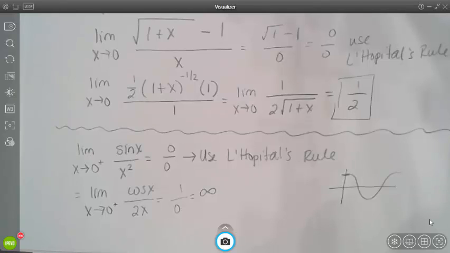I forgot my little plus sign. We're talking about 0 from the right. Okay, so this limit is going to equal infinity.